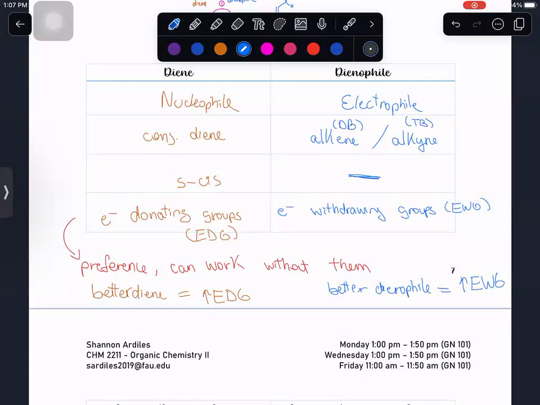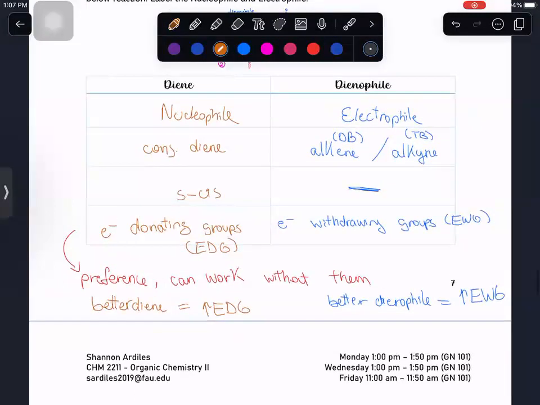Okay. We're chilling. So there's no preference for the dienophile? The dienophile has a preference for withdrawing groups. No, I'm talking about the pi system. No preference, as long as you have at least one pi system, you're good. So one double bond, one triple bond, they're good.